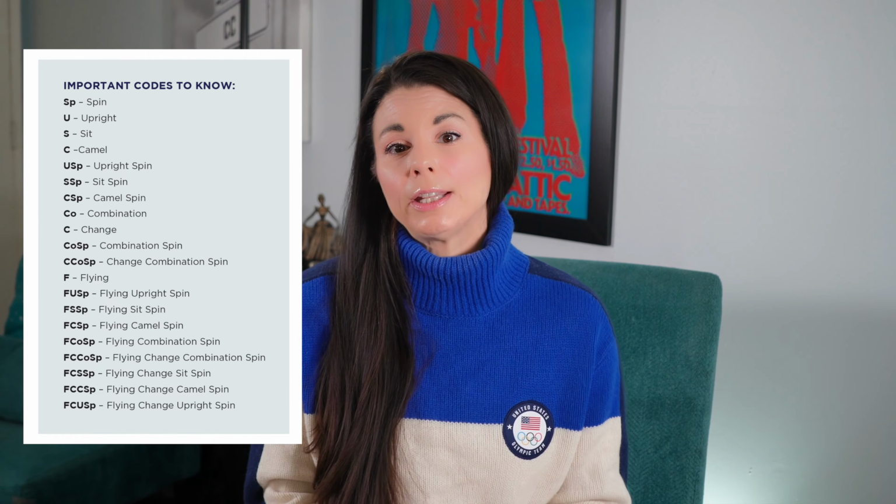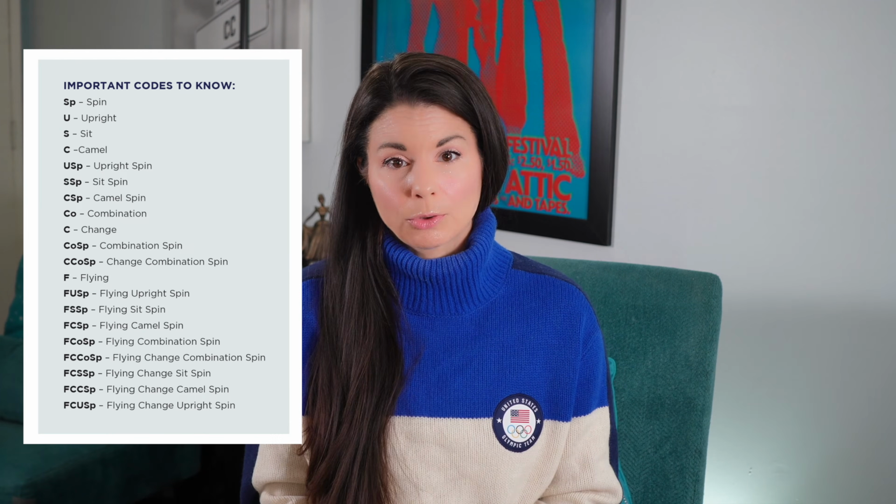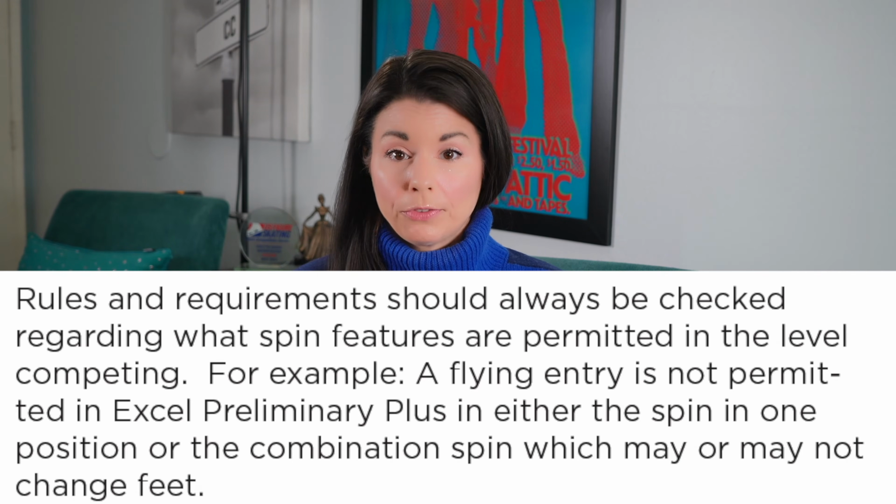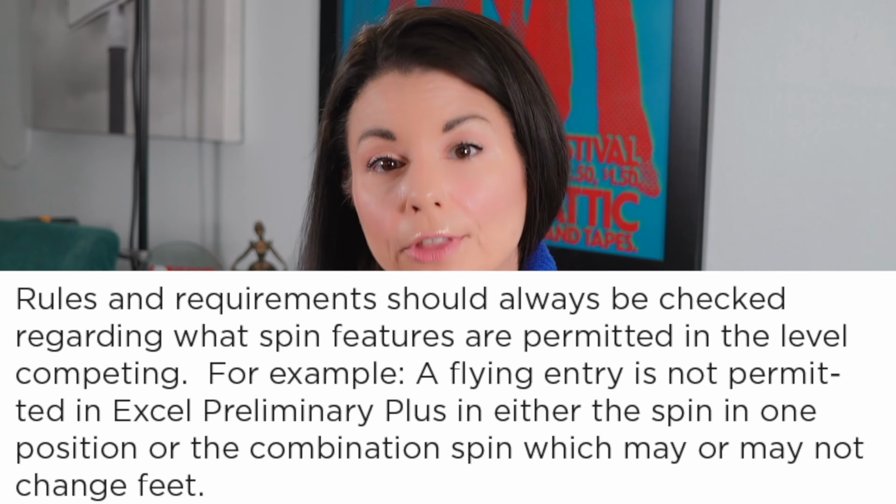Abbreviations can be found in the ISU scale of values or SOV table. Character is also referred to as the nature of a spin. Rules and requirements should always be checked regarding what spin features are permitted in the level that you're competing.